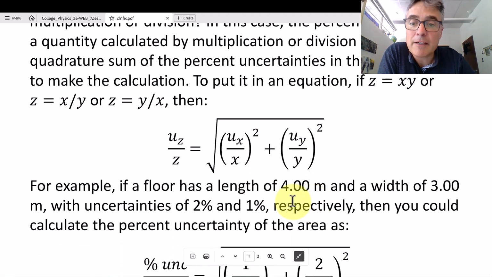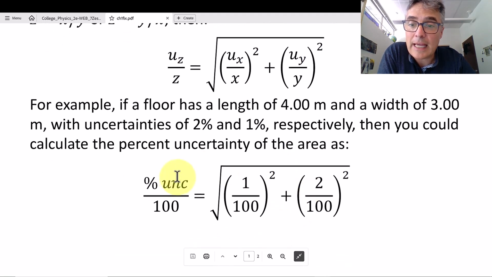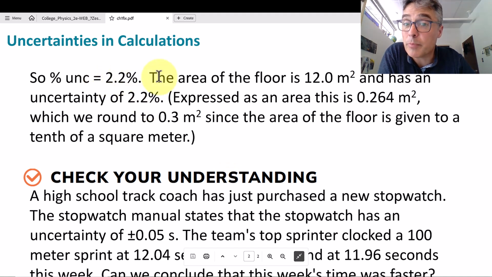So, for example, if a floor has a length of 4 meters and a width of 3 meters with uncertainties of 2% and 1% respectively, then you can calculate the percent uncertainty this way. The percent uncertainty is 1% squared plus 2% squared. Take the square root, and you get 2.2%, not 3%, okay? So the area of the floor is 12.0, and expressed as an area, 2.2% of 12 meters squared is 0.264 meters squared, which we could round to 0.3 meters squared, not 0.4, since the area of the floor is given to 1/10 of a square meter. So you'd say 12.0 plus or minus 0.3.